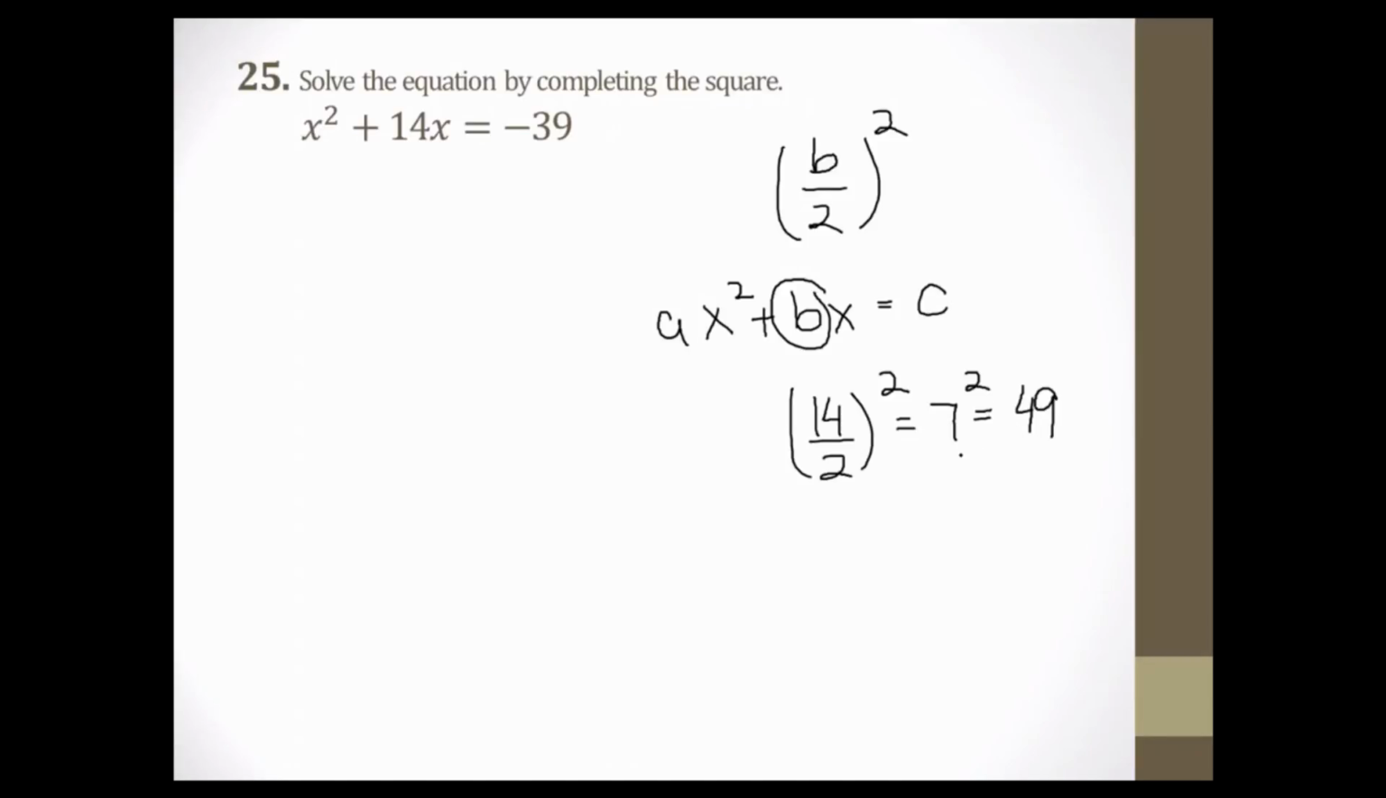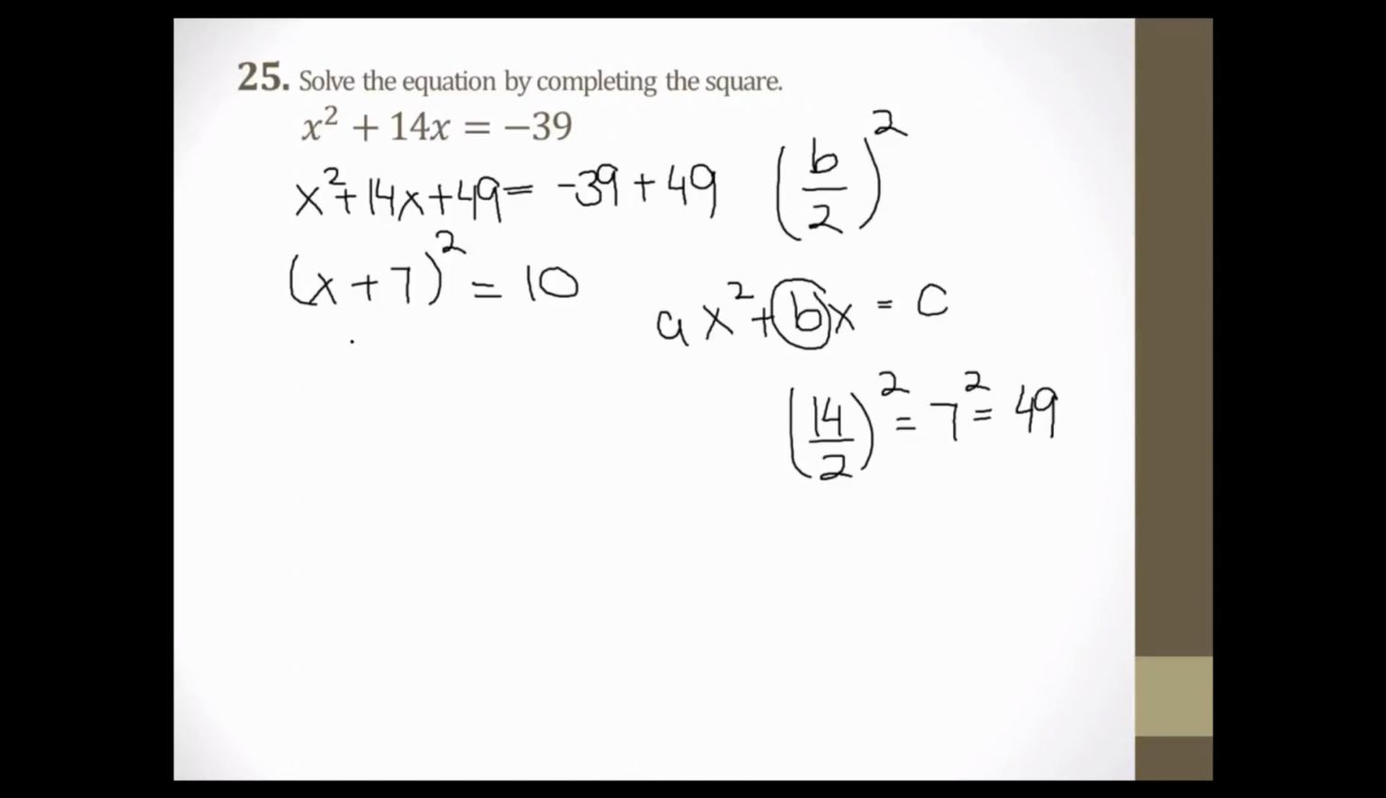So now this number, to create my perfect square trinomial, I have to add that to both sides. Rewriting the left, so adding 49 to the left side, and also adding 49 to the right side. Now my left side, I know this is a perfect square trinomial, so factoring it, I should get x plus 7 squared. If you don't know that, then you can just factor this the regular way, but you should get this answer. And then on the right side, negative 39 plus 49, that gives me 10.